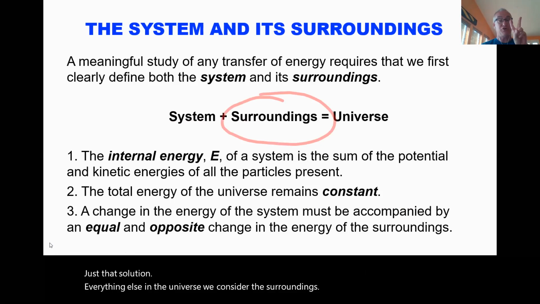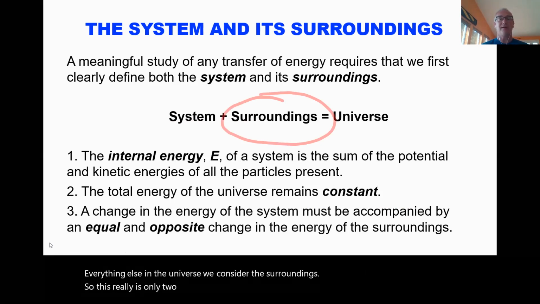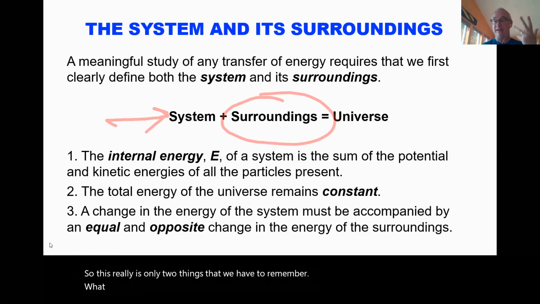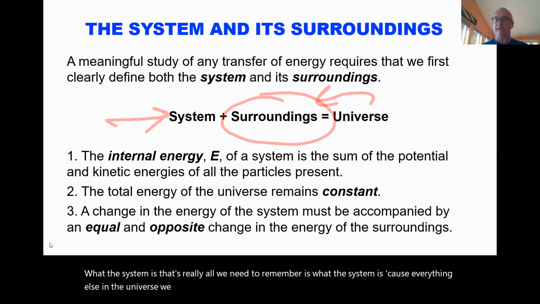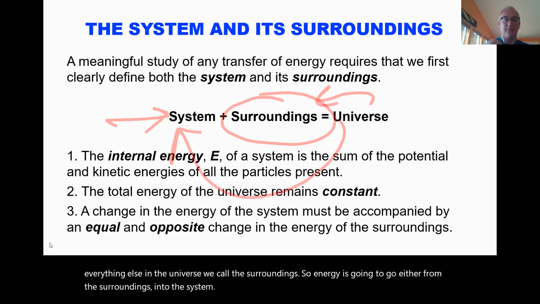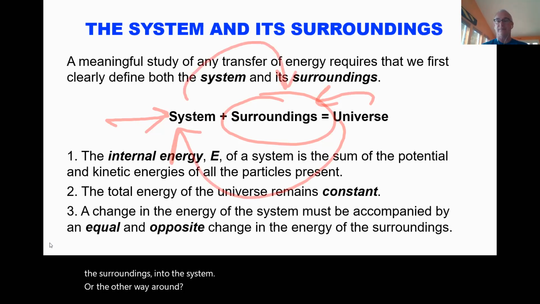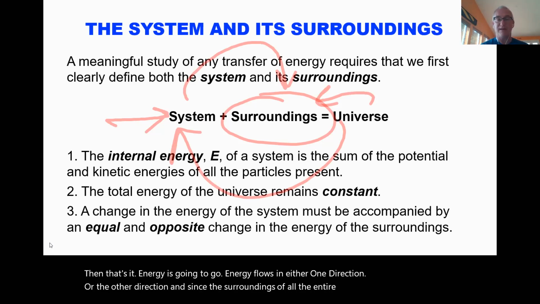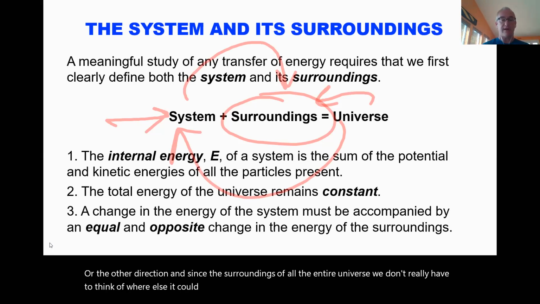So there's only two things that we have to remember. What the system is, that's really all we need to remember, because everything else in the universe we call the surroundings. So energy is going to go either from the surroundings into the system or the other way around. And that's it. Energy flows in either one direction or the other direction. And since the surroundings involve the entire universe, we don't really have to think of where else it could go. Just two directions.